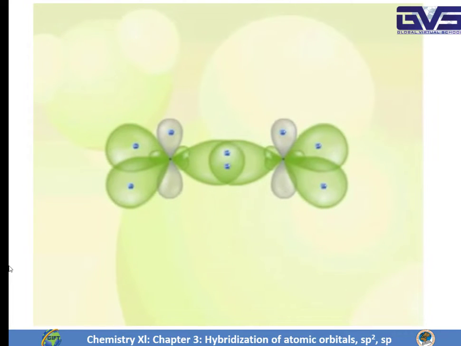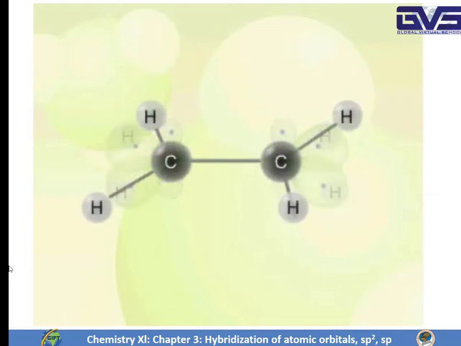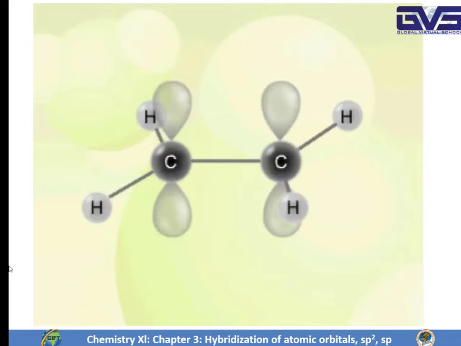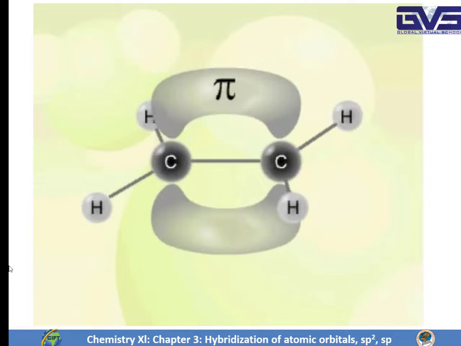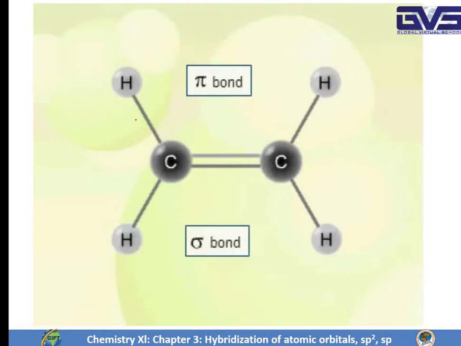Head-to-head overlap of the sp2 orbitals of two carbon atoms gives rise to a carbon-carbon sigma bond. The remaining sp2 orbitals overlap with the four hydrogen 1s orbitals to form four sigma bonds. In this arrangement, the remaining unhybridized p orbitals of the carbon atoms are close and parallel to each other. They can overlap in a side-to-side manner to give the additional pi bond between the carbon atoms. The carbon atoms in ethene are linked by a double bond composed of one sigma bond and one pi bond.